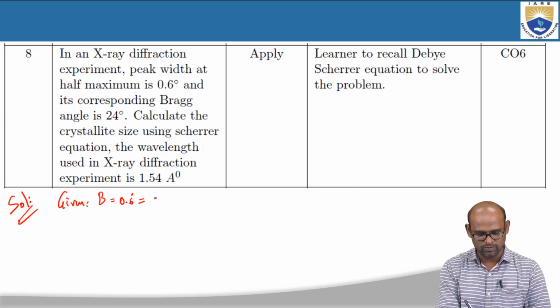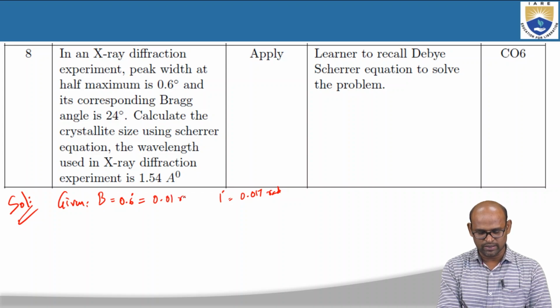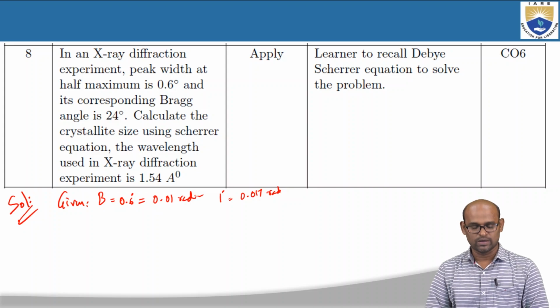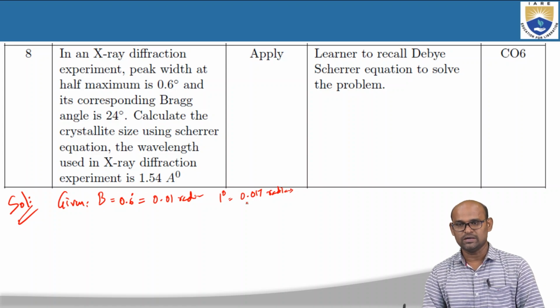that can be converted into radian. So 1 degree is 0.017 radian. So 0.6 degrees in radians, 1 degree is 0.017 radians.